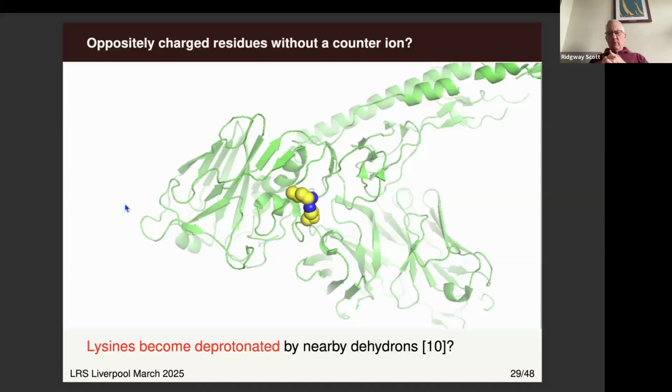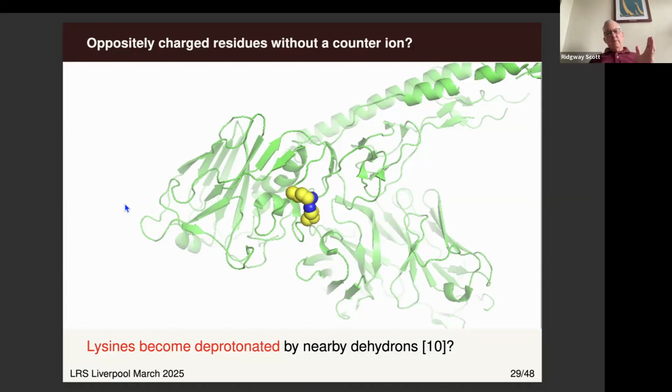Let me just mention one other thing. This is not the only thing we've thought about with dehydrons. There are issues that come up in proteins. Here's one you can look at yourself. Here are two lysines. Lysines are positively charged, and they're sitting right next to each other. And what does that mean? Why don't positive charges repel?